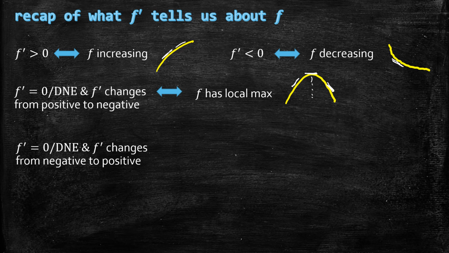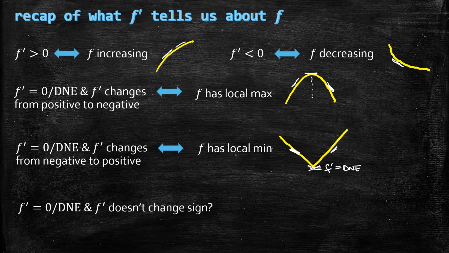Now if f prime is 0 or DNE and f prime changes from negative to positive, then that implies that f has a local min. The DNE is very important because we see here an example where this is a corner, a cusp, and there is no derivative right there. But notice that f prime changes from negative on this side to positive, and that would be a way to confirm that f has a local minimum.